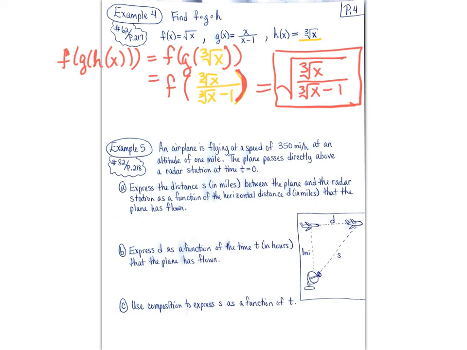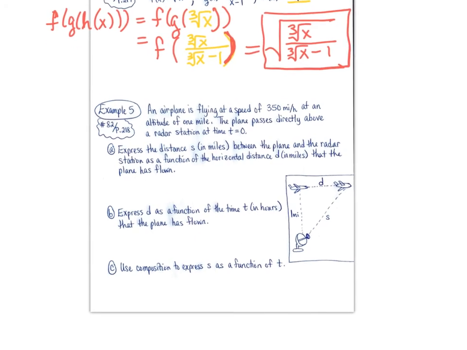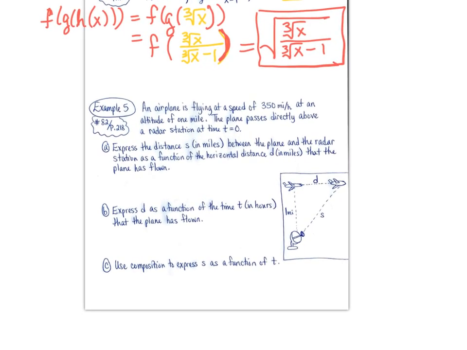Okay? Now, you can actually apply composition of functions to word problems. You have real life applications. So let's look at some real life application. An airplane is flying at a speed of 350 miles per hour at an altitude of 1 mile. The plane passes directly above a radar station at time t equals 0. So here we have our plane flying at 350 miles per hour at an altitude of 1 mile, and then the plane passes directly above a radar station at time t equals 0. So this is our radar station, that's the plane at time t equals 0. The altitude is 1 mile.